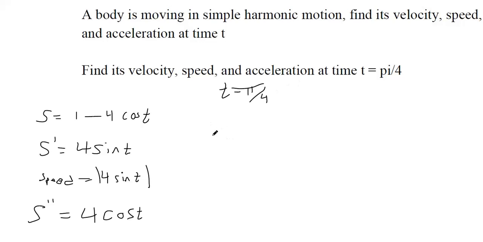So we want to plug pi over 4 into the derivative to find the velocity. If you plug pi over 4 in here, then we need to figure out what sine of pi over 4 is. Without a calculator, you can draw the angle pi over 4, because remember, the argument of a trig function is always an angle. What goes inside the parentheses is always an angle.